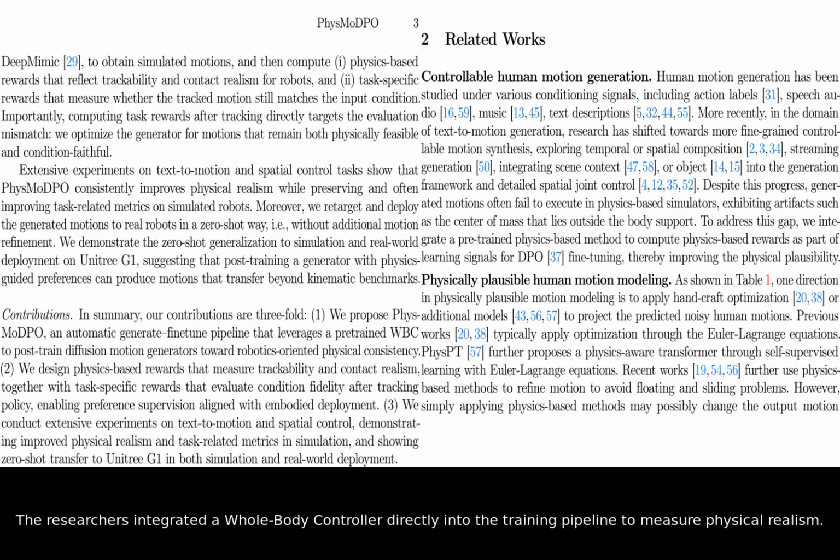The researchers integrated a whole-body controller directly into the training pipeline to measure physical realism. This system uses something called direct preference optimization to bridge the gap between imagination and reality. Instead of just trying to look right, the AI learns to prefer motions that actually work in a physical environment.